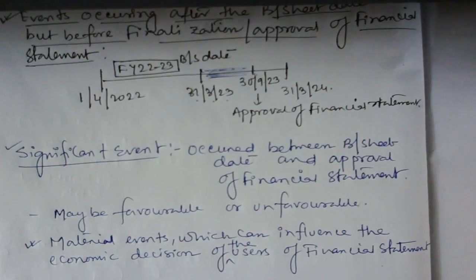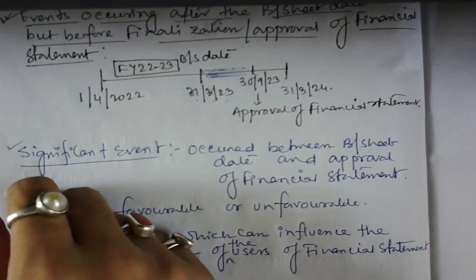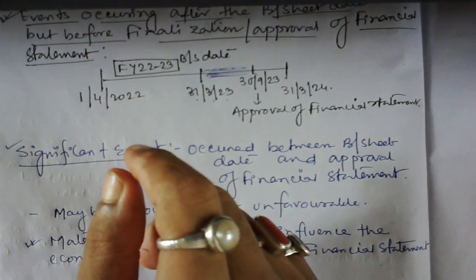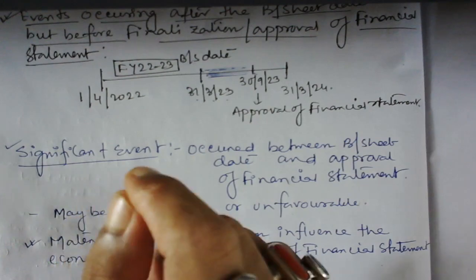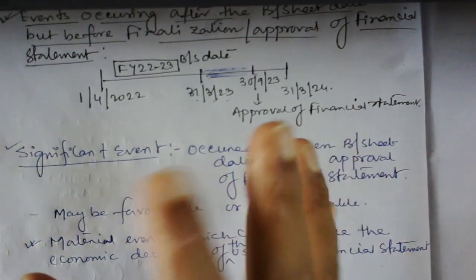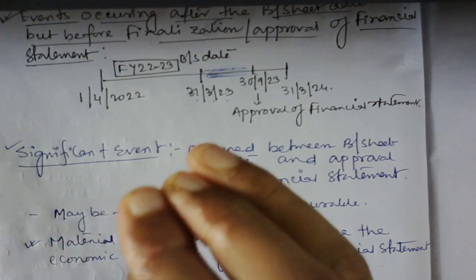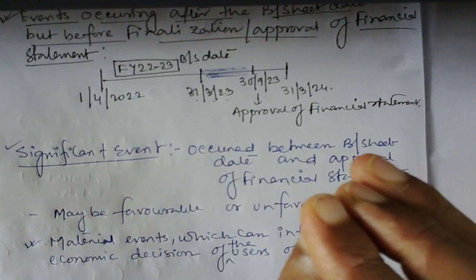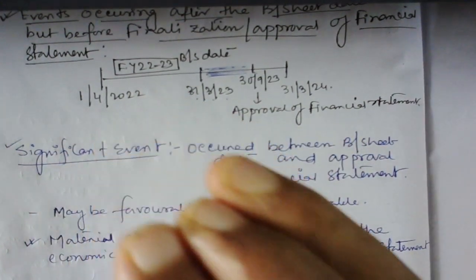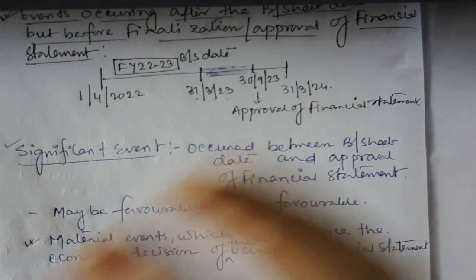If any event happens subsequently after the balance sheet date, for which you don't know about the happening, it is not going to impact the balance sheet. It is not going to affect the amount of the balance sheet. Okay, but if it is significant, we disclose in the approving authority's report, not in the financial statements. We should not disclose in the financial statement, but we can disclose in the audit report and in the management report.